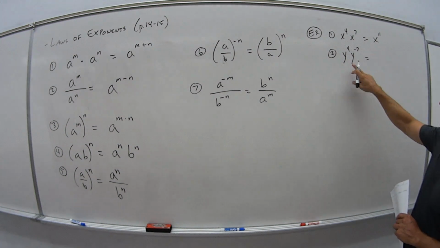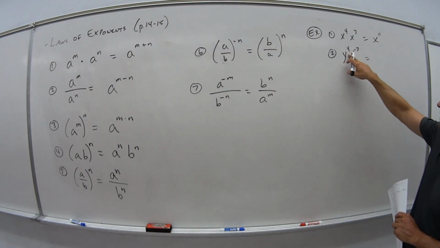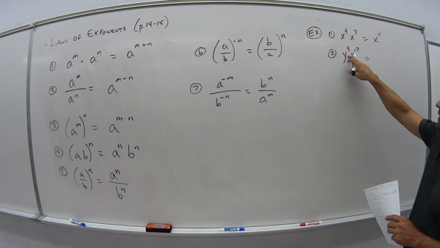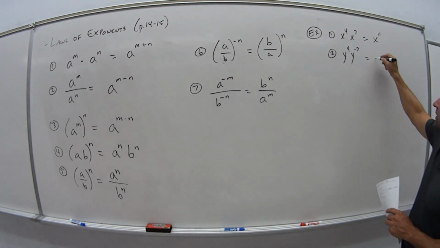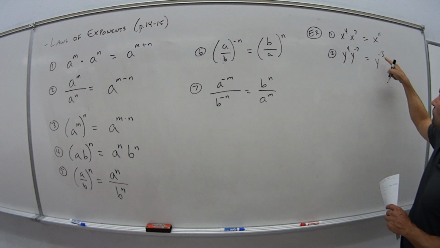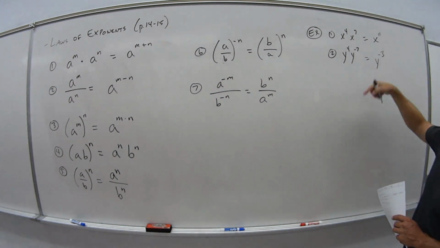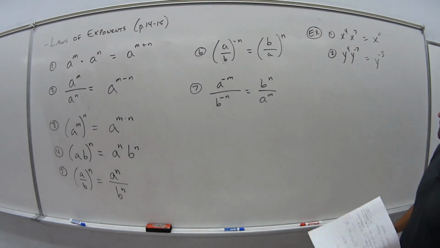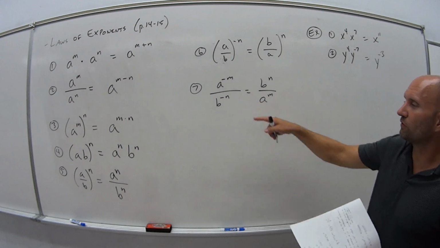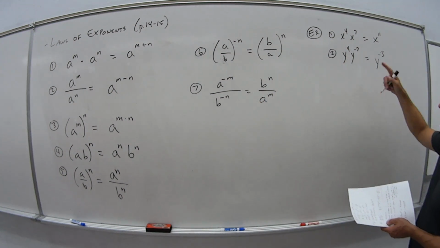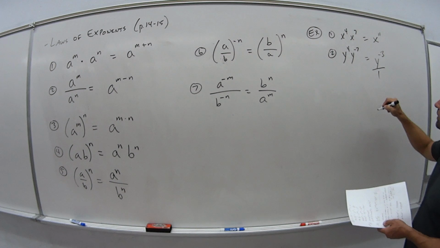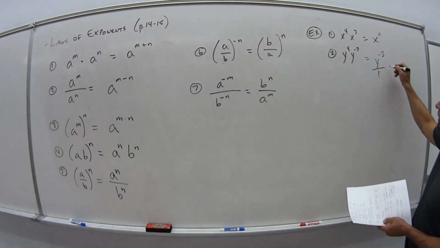So this one we have what? The same base, so I'm going to add the exponents. It's still law number 1. 4 minus 7 is negative 3. I don't want a negative exponent, so I have to bring it into the denominator, and that's like number 7 here. When I go from numerator to denominator, but this is like over 1. So y to the negative 3 over 1.